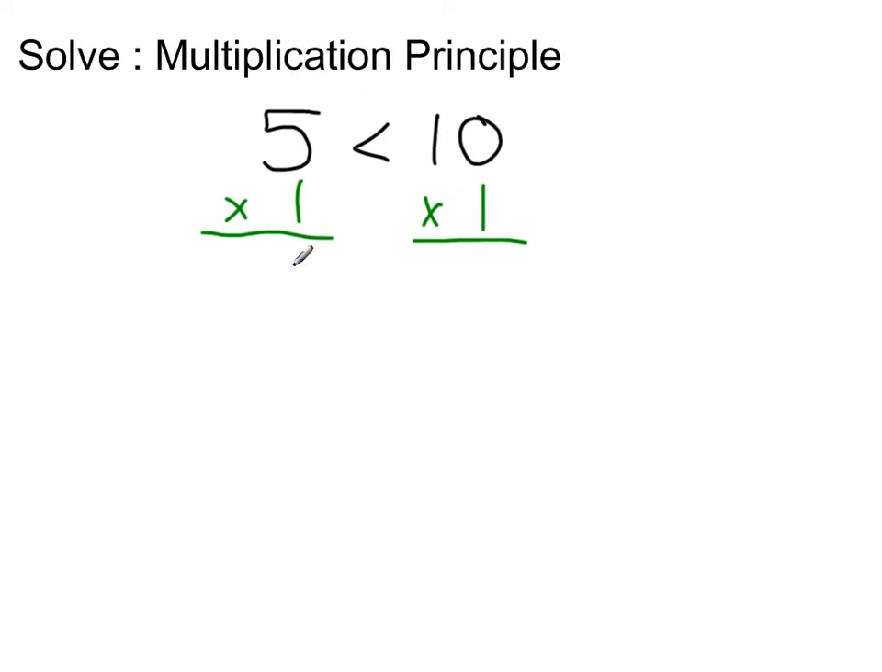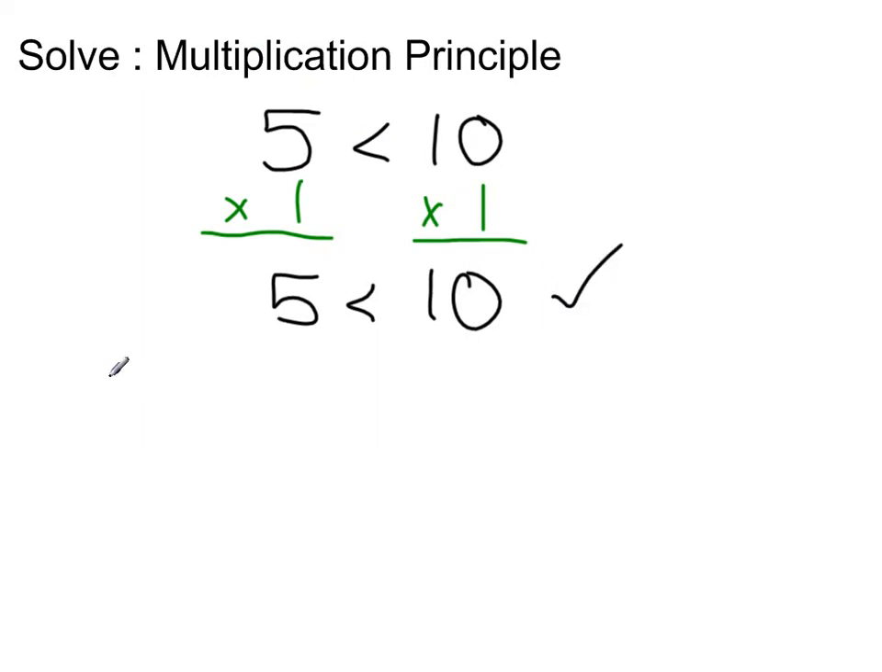Now, let's talk about the multiplication principle real quick. The multiplication principle is not as nice. I mean, it's almost as nice. Let's start with that true statement. 5 is less than 10, which we can all agree on. And let's say I multiply both sides by 1. So I have 5 times 1 is 5. 10 times 1 is 10. Is 5 less than 10? Yeah, that's boring. I said the same thing. Okay, so I didn't change anything.